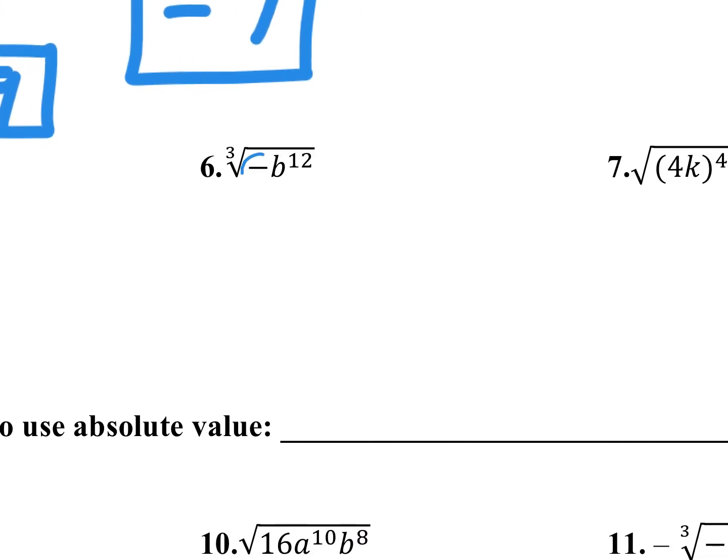Again, when you have a negative and an odd index, you can just bring the negative outside. The reason is 3 negatives multiplied together make a negative. Now I divide the 12 by the index, and I get b to the 4th.